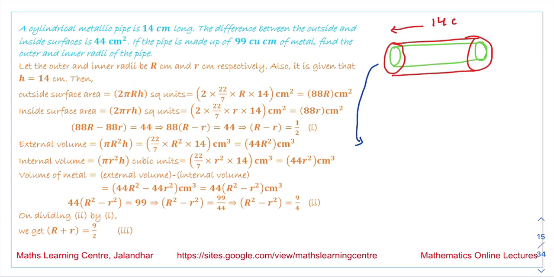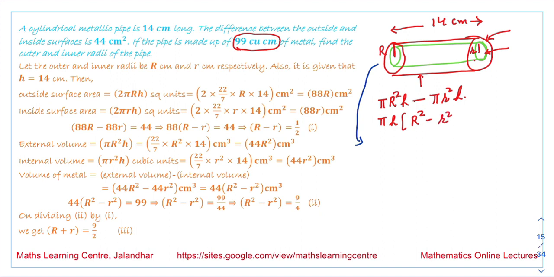The length of this pipe is 14 centimeter. And it is given that the pipe is made up of 99 cubic centimeters of metal. So first of all, we have to calculate the volume of the metal. So the volume of the metal will be the volume of this external portion minus the volume of this internal portion. Suppose the internal radius is small r and the outer radius is capital R. So the volume of the external portion will be pi capital R square h, and the volume of the internal portion will be pi small r square h. So pi h is common and we are left with capital R square minus small r square. So this is the volume of the metal and this value is given to be 99.